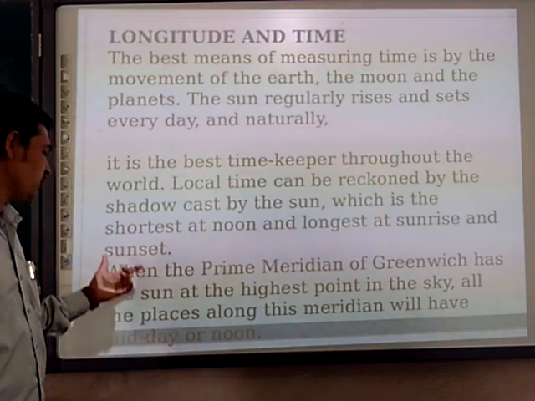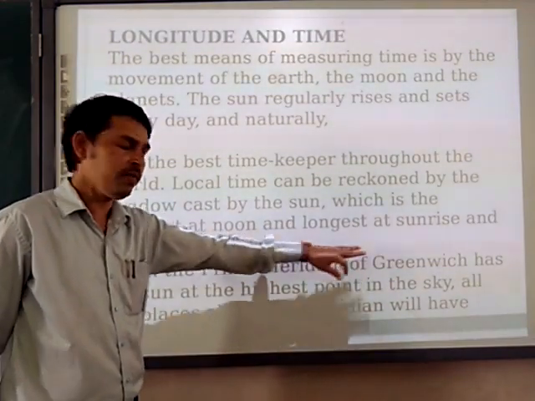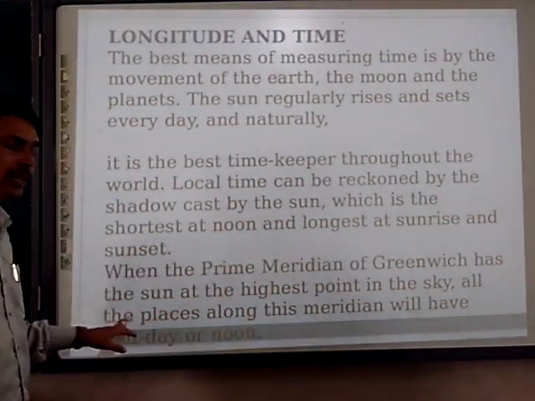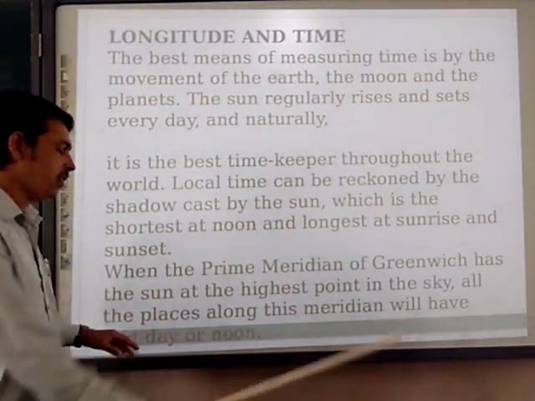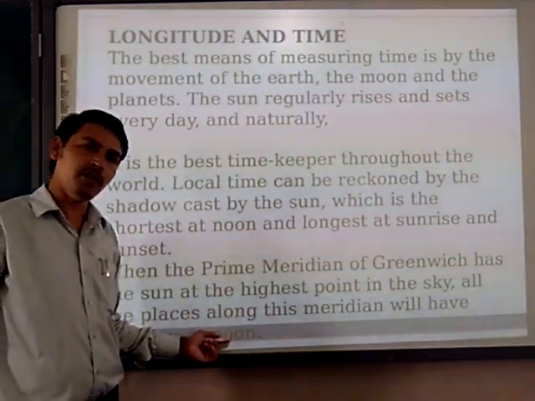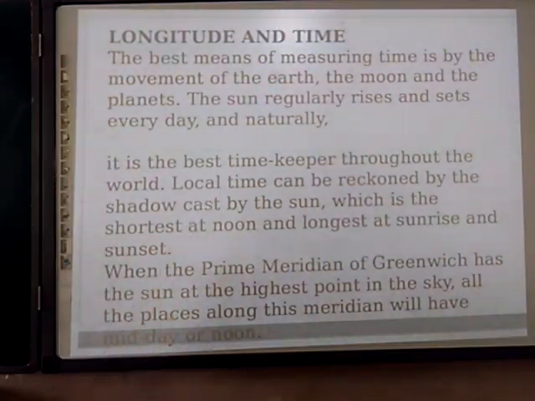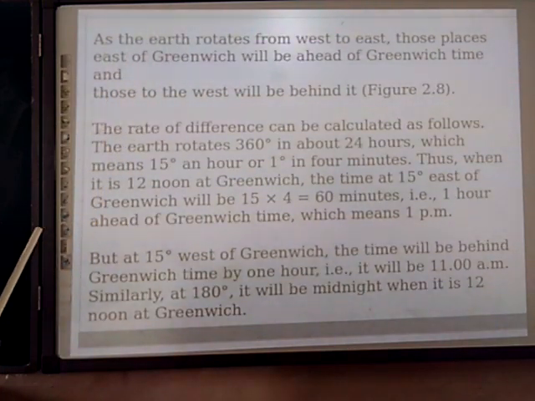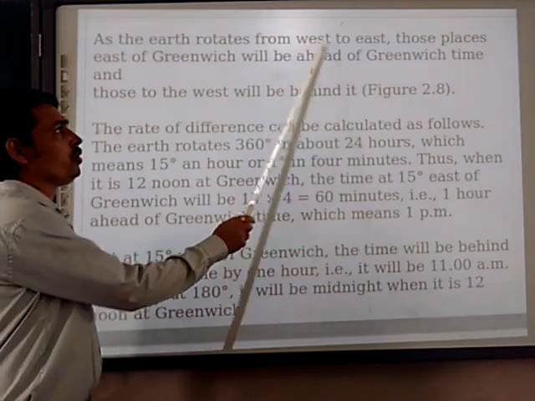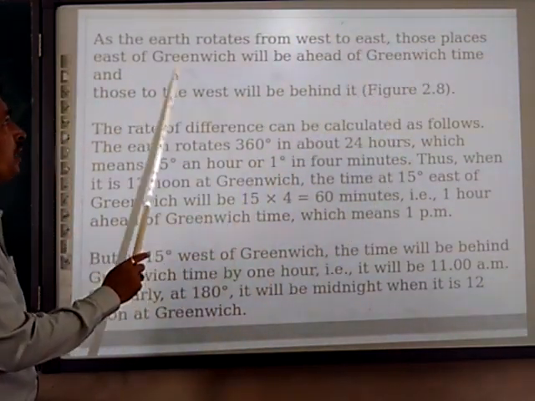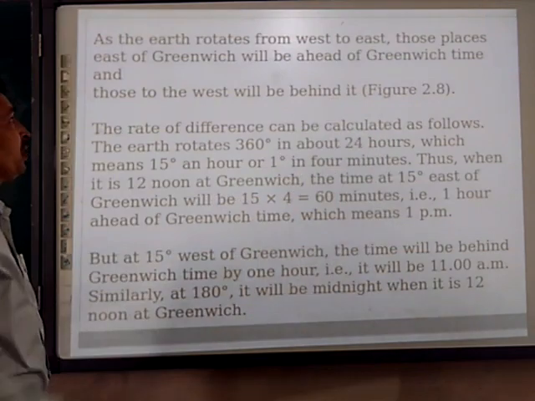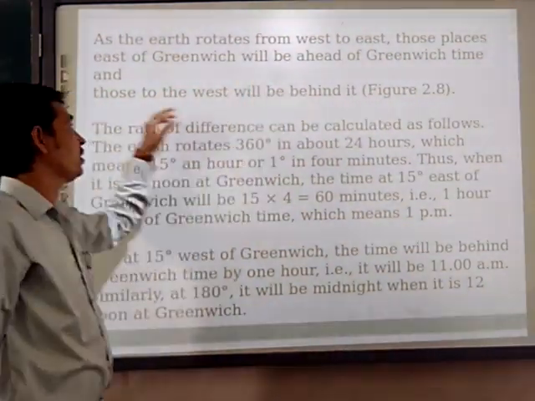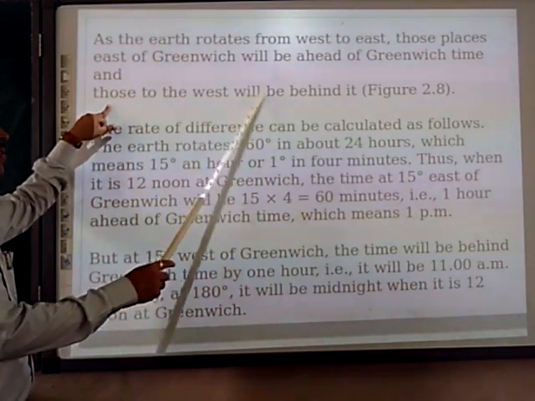Then what will happen? When the prime meridian, Greenwich, has the sun at the highest point in the sky, all the places along the meridian will have midday, or noon. Next, to understand more about it, as the earth rotates from west to east, those places east of Greenwich will be ahead of Greenwich time because of the rotation of the earth from west to east. Those of the west will be behind it.